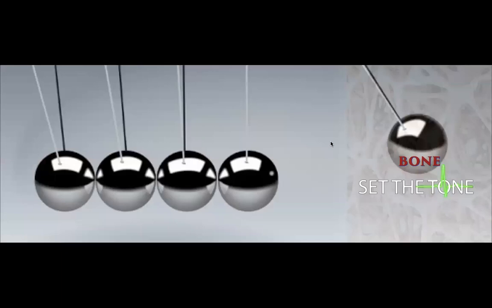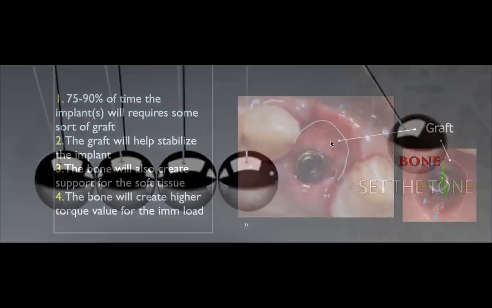So you all have heard the concept of bone sets the tone. And that's really one of the things that we have in implant dentistry. And it's our bread and butter in the success of our implant. How much bone you got. If you don't have it, can you create it? So basically that's one of the biggest criteria of what we are talking about.